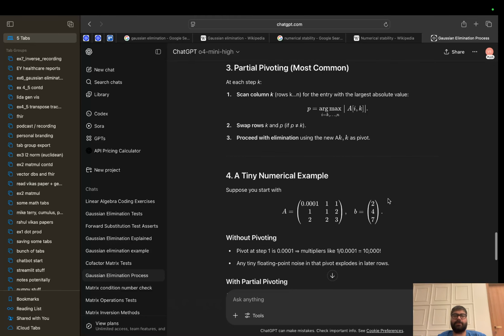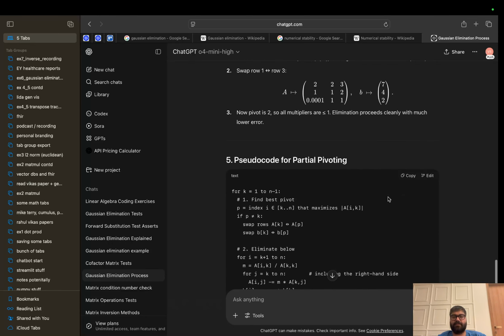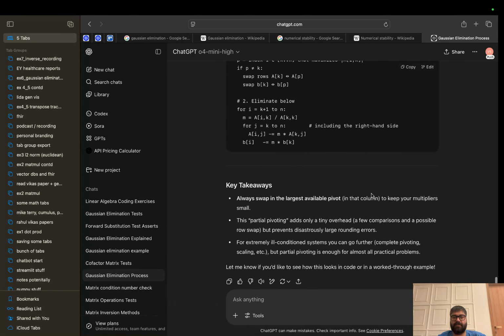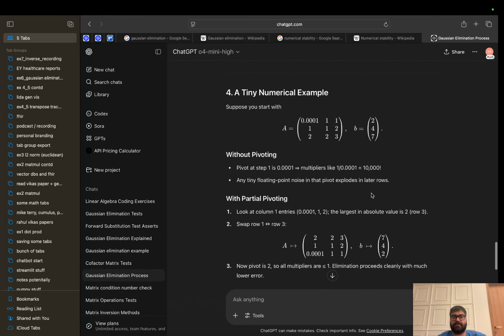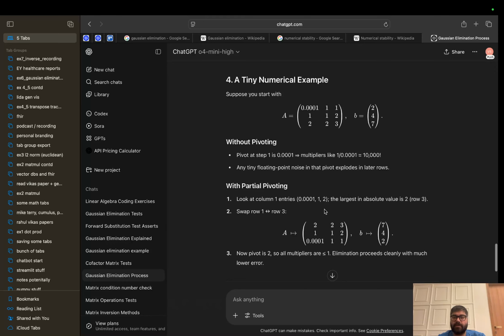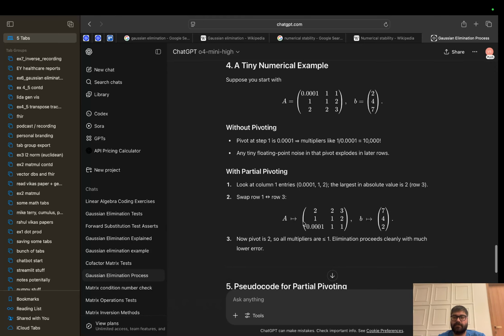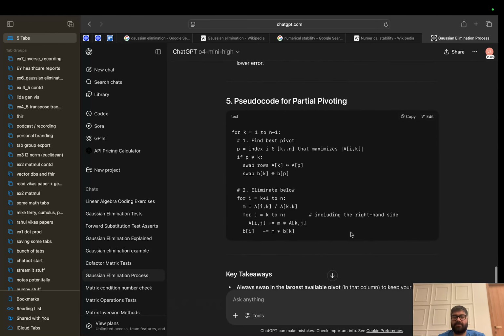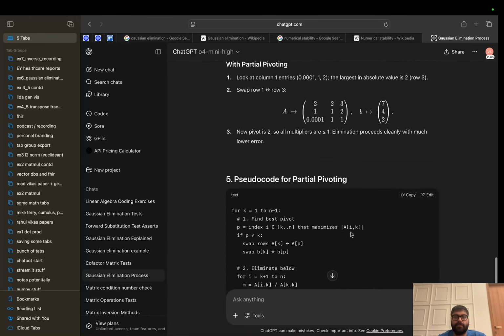And essentially there's partial pivoting and there's complete pivoting, or full pivoting. Partial pivoting is just swapping rows, I believe. Look at column 1, entries 0.001, 1, 2, the max value is 2, so swap row 1 and 3, right? Swap this row with this row, and boom, that's partial pivoting. Simple, you're just swapping out the rows.